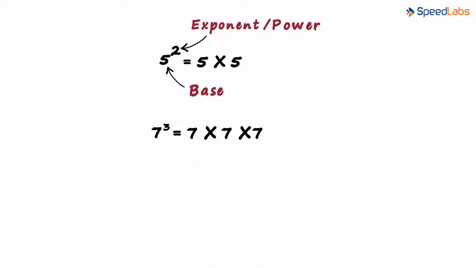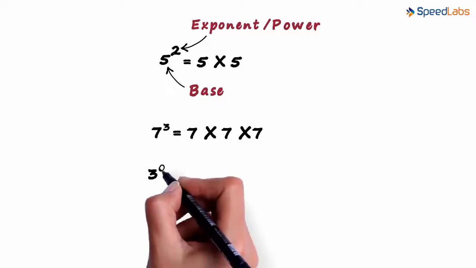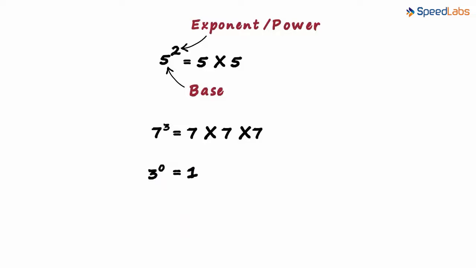This was very simple. But let's look at an interesting example. What will 3 raised to 0 be equal to? How do we write the product of a number 0 times? So if this cannot be written as a product, does it mean that it equals 0? No, the answer is 1. 3 raised to 0 equals 1. Actually, any number raised to 0 always equals 1. 23 raised to 0 equals 1, or even 750 raised to 0 equals 1.